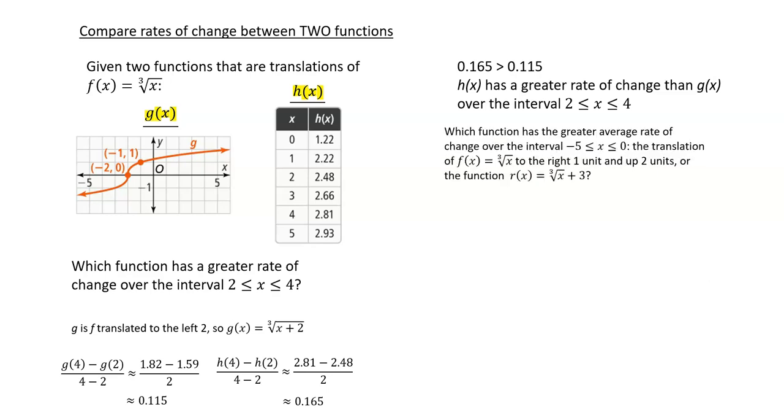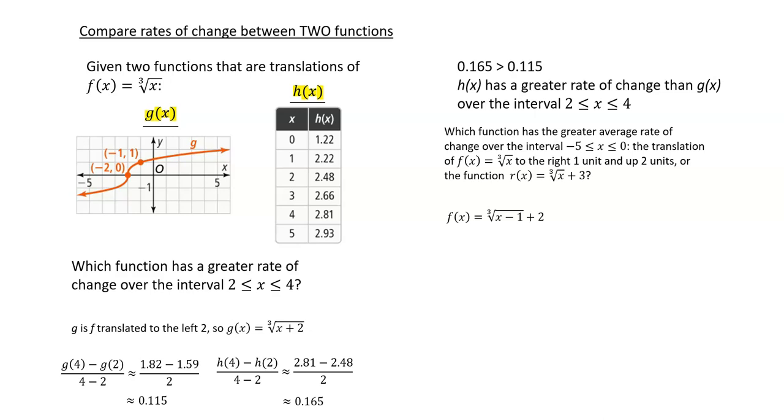So now, here's a problem for you to try. Which function has the greater rate of change over the interval x between negative 5 and 0? Either the function that's a translation of f of x equals cube root of x to the right 1 unit and up 2 units, or the function r of x equals cube root of x plus 3. Pause the presentation, figure that out, and then come back and see if you got the right answer.